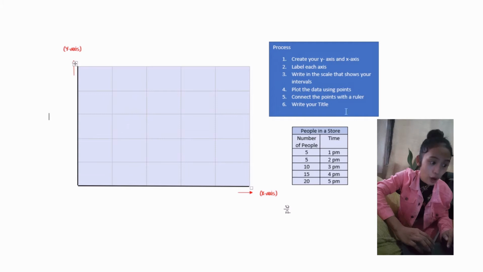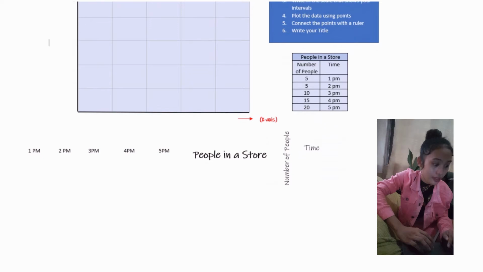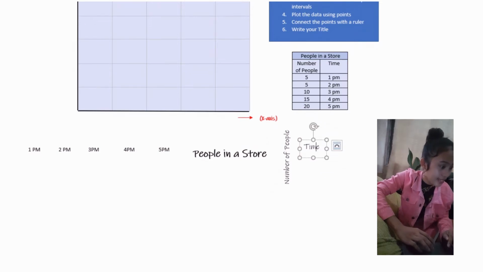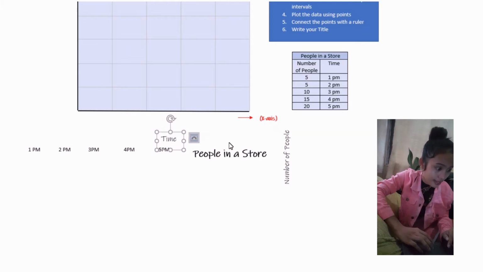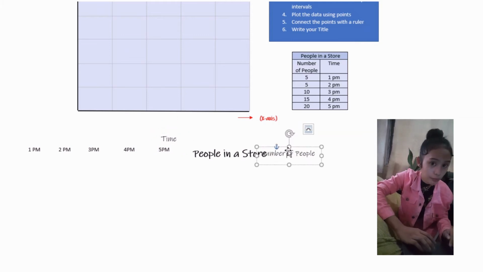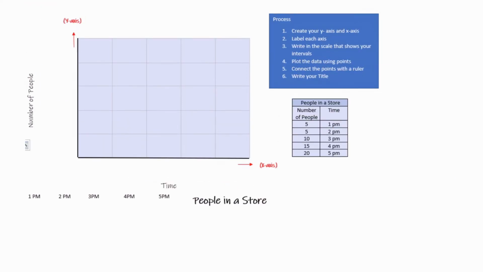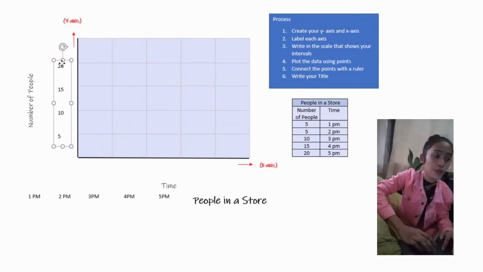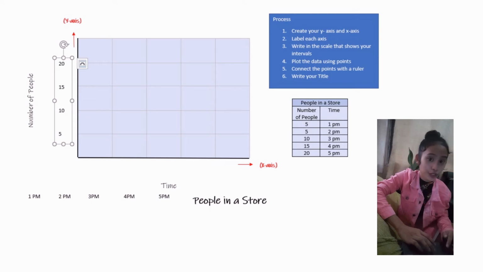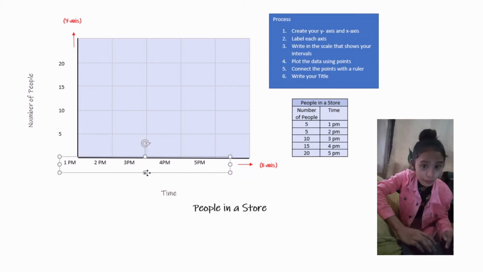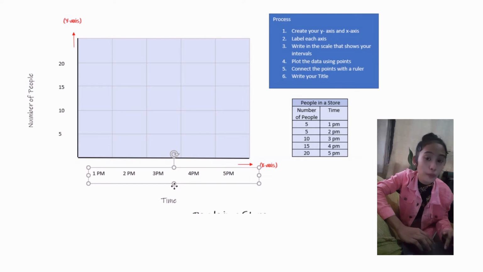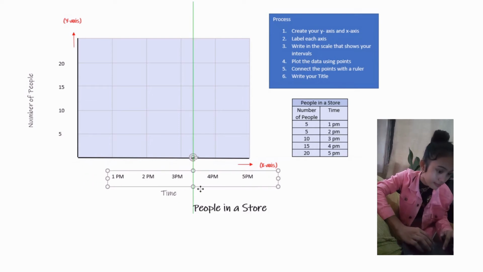Next, you have to label each axis. The x-axis in our table is the time and the number of people is in the y-axis. Next, you have to write a scale that shows intervals. The interval starts at 5, 10, 15, 20 in the y-axis and 1 p.m. to 5 p.m. in the x-axis.